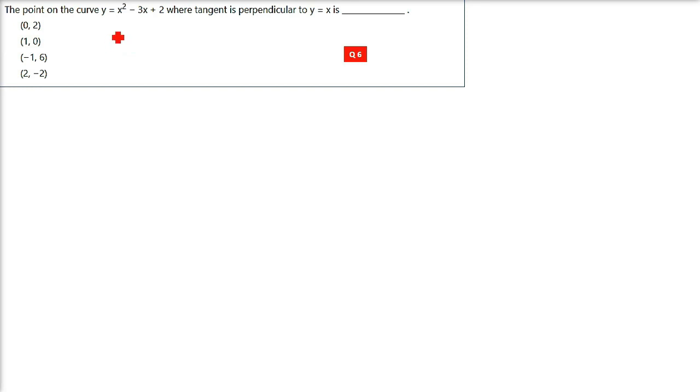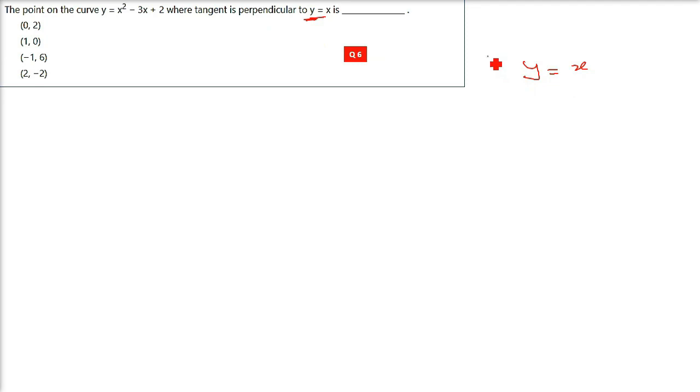The point on the curve y equals x square minus 3x plus 2, where the tangent is perpendicular to y equals x. So there is a line y equals x, and the tangent is perpendicular to y equals x. That means the normal is parallel to this y equals x. So y equals x is a simple line. We can equate it with the standard equation of the line, y equals mx plus c.